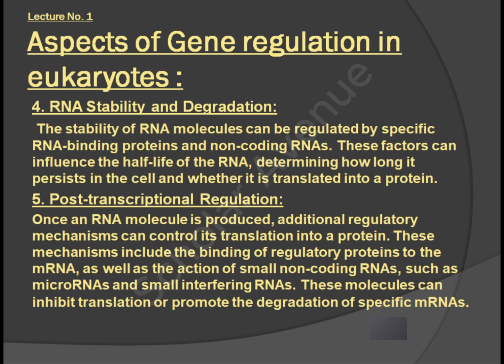Fifth is the post-transcriptional regulation. Once an RNA molecule is produced, additional regulatory mechanisms can control its translation into a protein. These mechanisms include the binding of regulatory proteins to the mRNA, as well as the action of small non-coding RNAs, such as microRNAs and small interfering RNAs. These molecules can inhibit translation or promote the degradation of specific mRNAs.